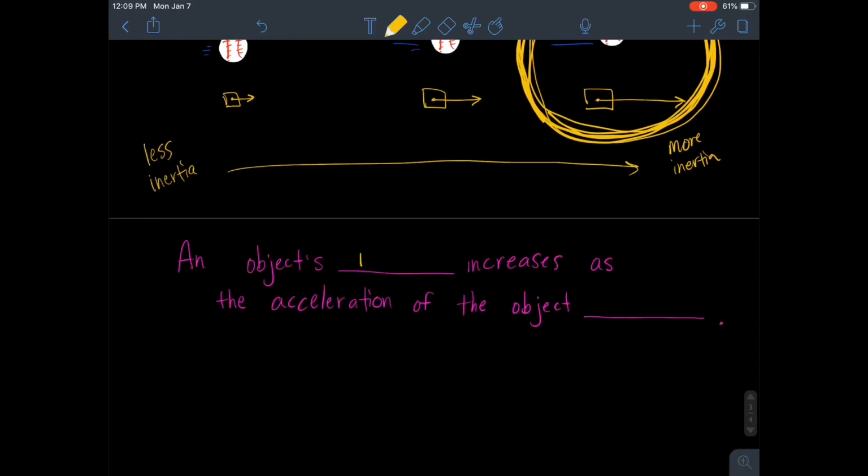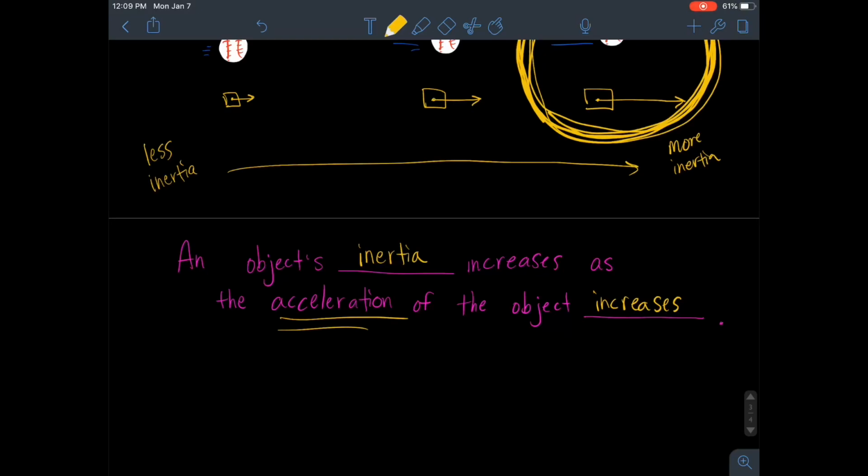An object's inertia increases as the acceleration, there's that word I was looking for. An object's inertia increases as the acceleration of the object increases.